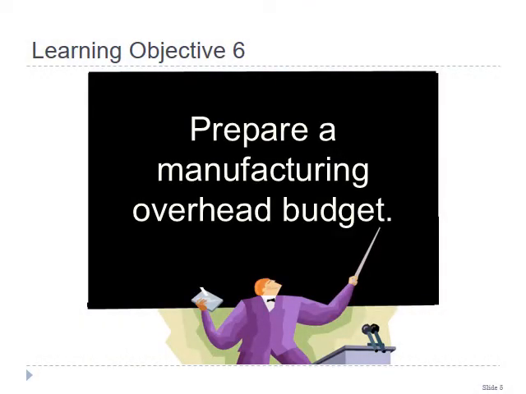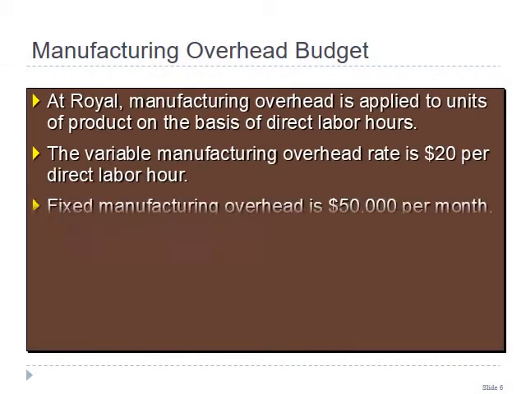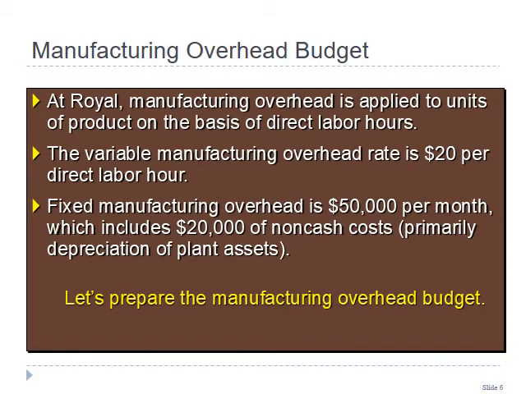And now our learning objective 6 is prepare the manufacturing overhead budget. So let's explore this. Assume that at Royal Company, manufacturing overhead is applied to units of product on the basis of direct labor hours. So this is very important. The variable manufacturing overhead rate is 20 per direct labor hour. Fixed manufacturing overhead is 50,000 per month, which includes 20,000 non-cash, primarily the depreciation of the plant. So let's prepare our manufacturing overhead budget.